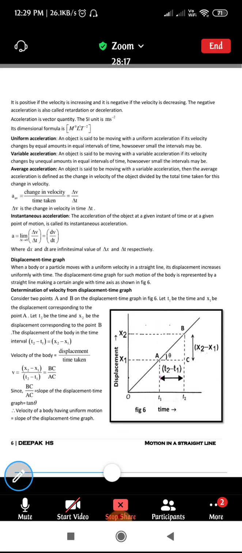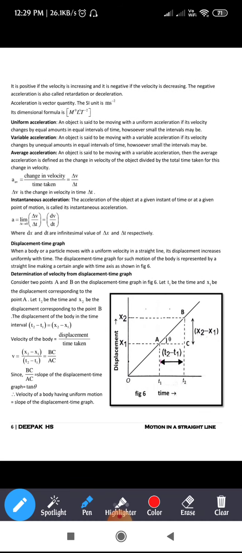Coming to the determination of velocity from the displacement time graph. How are we going to determine the velocity from a displacement time graph? That is what we are going to see here. Now I'll read out: consider 2 points A and B on the displacement time graph in the figure. Let t1 be the time and x1 be the displacement corresponding to point A. Let t2 be the time and x2 be the displacement corresponding to point B.